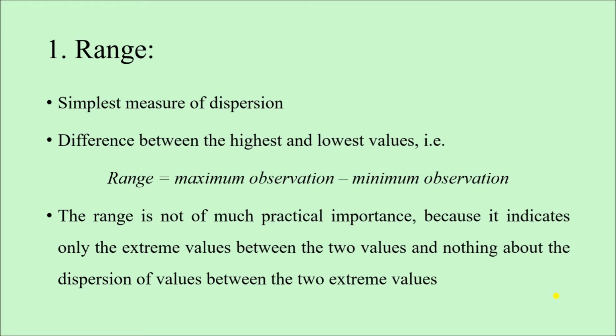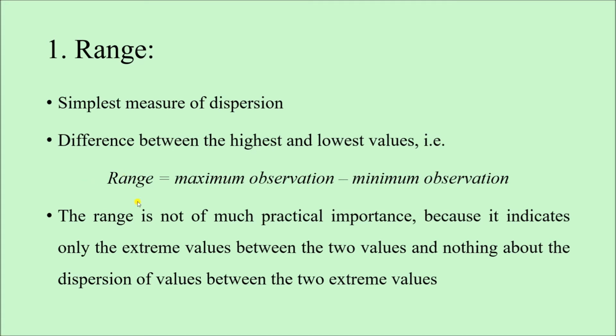The first measurement that we are going to talk about is the range, which is the simplest measure of dispersion. This is simplest because it is very easy to calculate the range. It is basically the difference between the highest and the lowest observation in the data. So for that we need to identify the maximum value, or the maximum observation, as well as the minimum value or the minimum observation in the data, and the difference between them is the range.